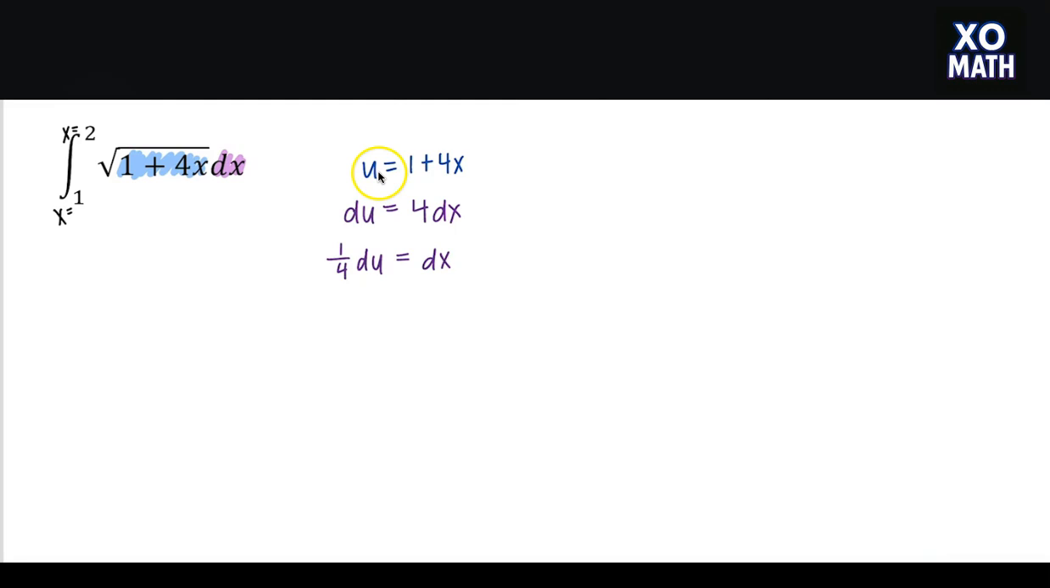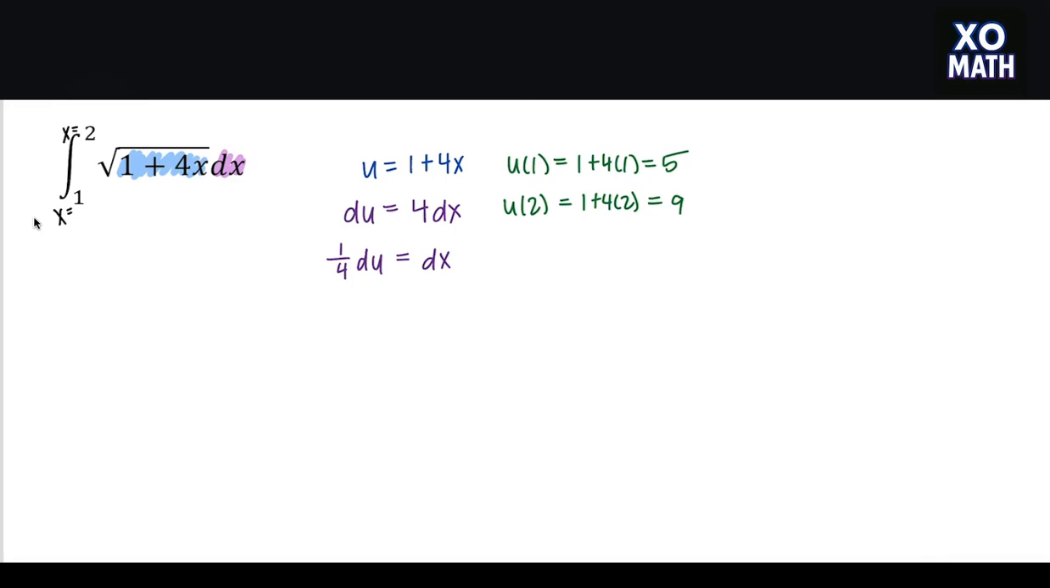So to perform a complete change of variables, we have to change x equals 1 to a u value and x equals 2 to a u value. So in other words, we're going to substitute in x equals 1 into our equation u equals 1 plus 4x. So we have u of 1 is 1 plus 4 times 1, which is 5. So our new lower limit of integration will be 5. And then we'll plug in 2. So 1 plus 4 times 2, 1 plus 8 is 9.